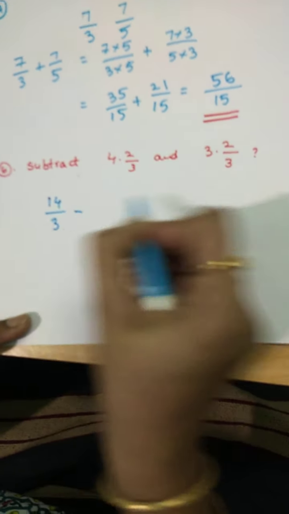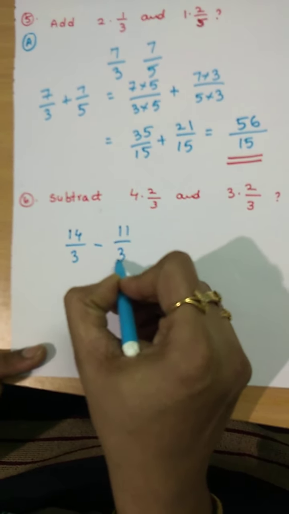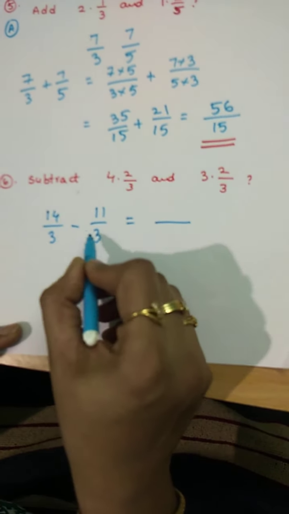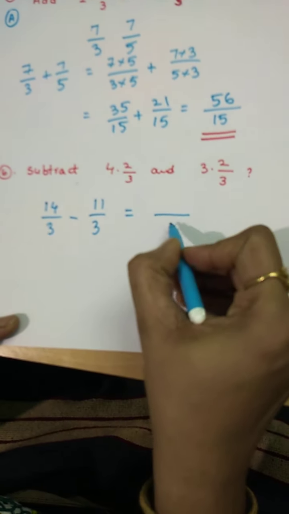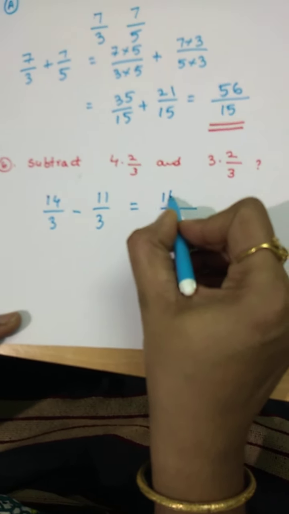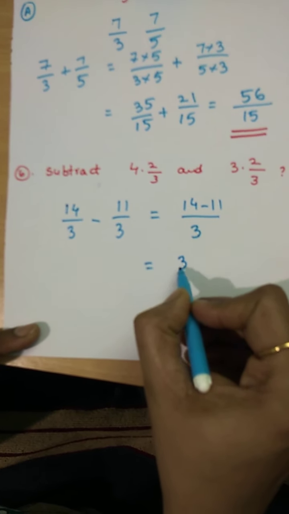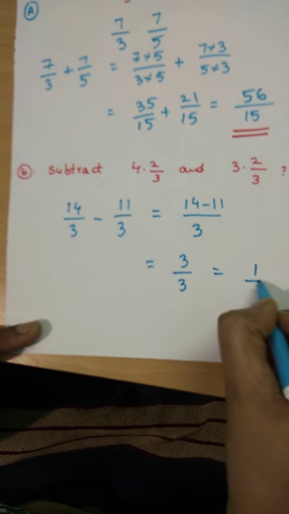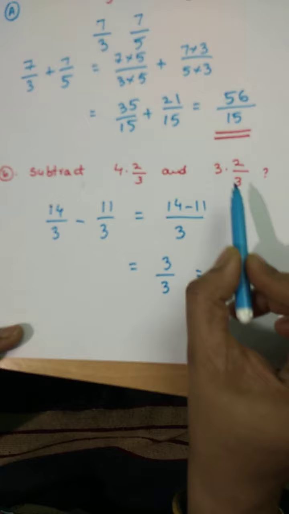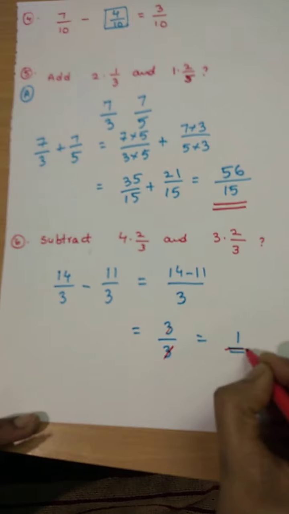14 divided by 3 minus 3 threes are 9, 9 plus 2, 11. So here I have changed the fractions into like fractions. Now subtraction. We need to write 3 here. 14 minus 11, answer will be 3 by 3, which is equal to 1. So the subtraction of 4 into 2 by 3 and 3 into 2 by 3 is equal to 1.